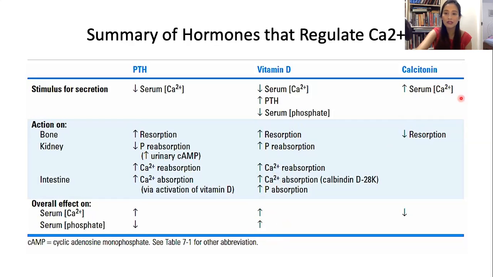Increased serum calcium, and your calcitonin will now help lower your serum calcium by decreasing resorption in the bone or promoting bone calcium deposition in the bone. And the net effect will be a reduction in your serum calcium back to normal levels.